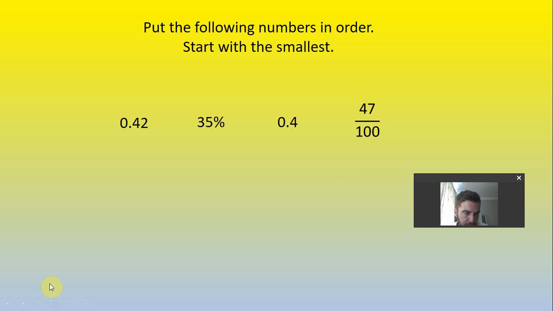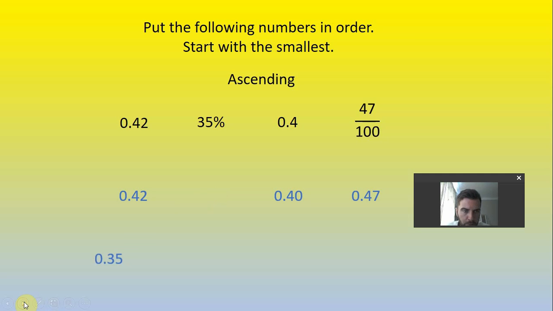Okay, let's see how we did. So remember, ascending means smallest, so sometimes you'll get a question and it will say put these numbers in ascending order. That means the same as smallest to largest. There we go. I looked at it then, I thought, hang on a minute, that's not in the right order.